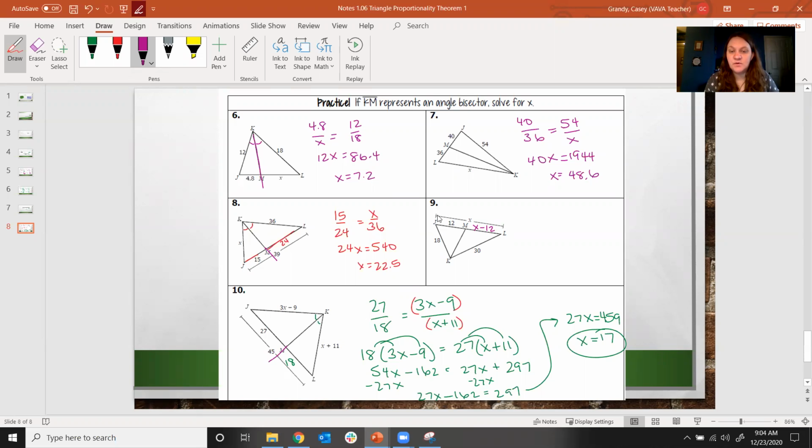Okay. The length of the whole thing was x. The piece that we know is 12. So the piece that's left over will have to be the length of the whole thing minus the piece that we know. And once you know that expression, then you can go ahead and set up your proportion. 12 over x minus 12 will equal 18 over 30. Put the x minus 12 in parentheses and cross multiply.